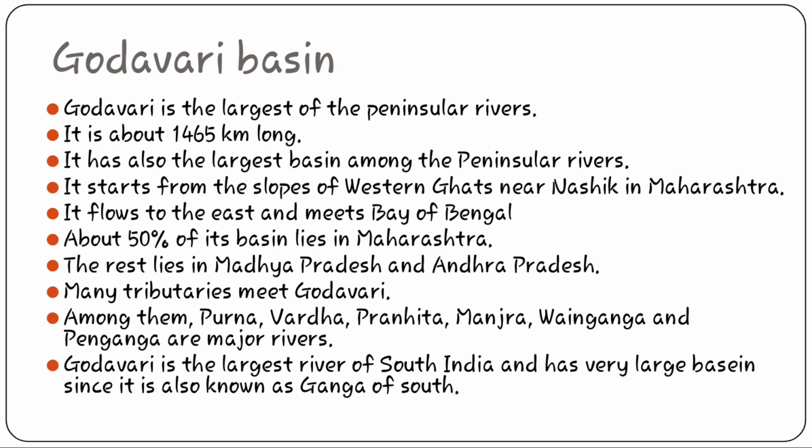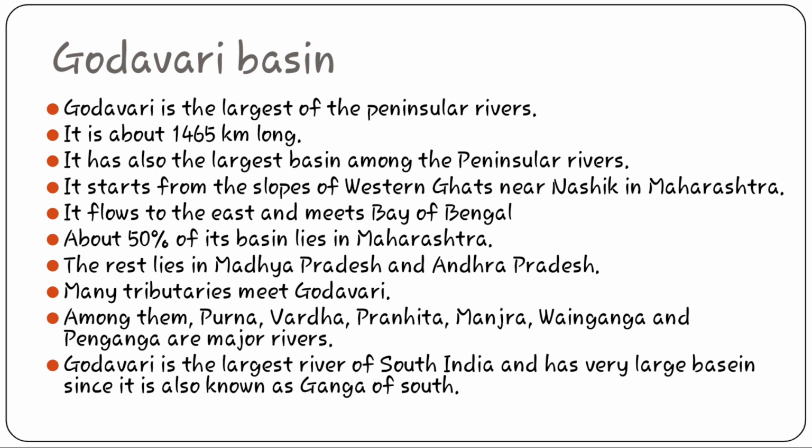Third one is Godavari basin. This is the largest of the peninsular rivers. Please underline. It is about 1465 kilometer long. It has the largest basin among the peninsular rivers. It starts from the slopes of Western Ghats near Nasik in Maharashtra. It flows to the east and meets Bay of Bengal. About 50% of its basin lies in Maharashtra. The rest lies in Madhya Pradesh and Andhra Pradesh.